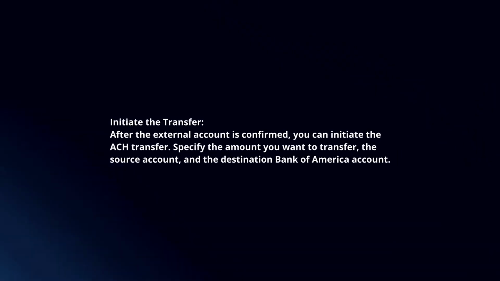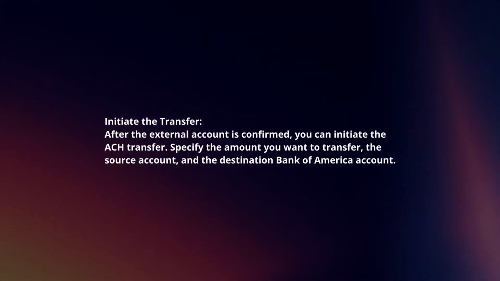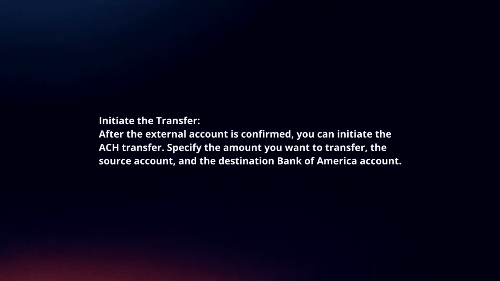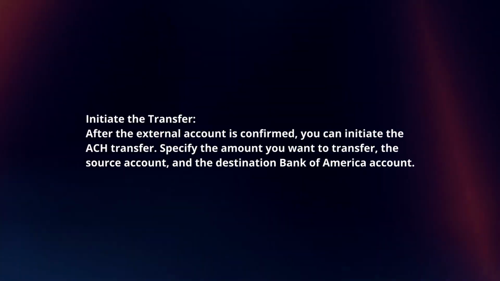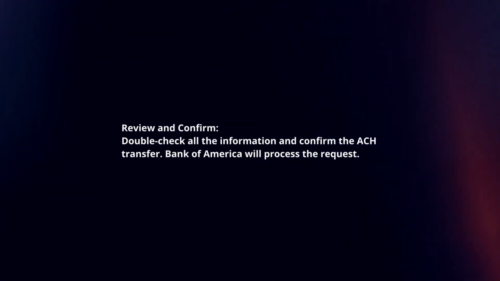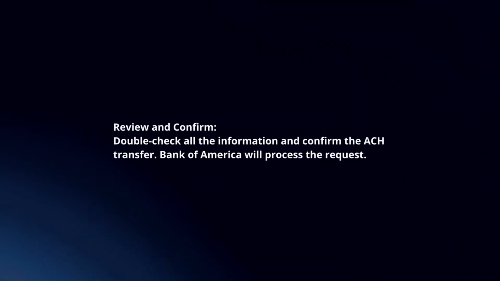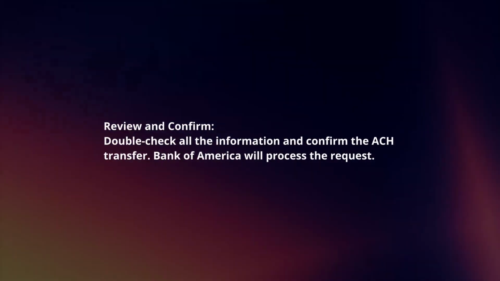Initiate the transfer. After the external account is confirmed, you can initiate the ACH transfer. Specify the amount you want to transfer, the source account, and the destination Bank of America account. Review and confirm. Double-check all the information and confirm the ACH transfer. Bank of America will process the request.